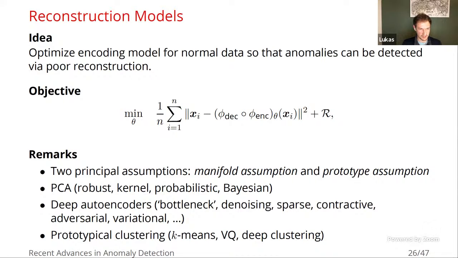And methods following the prototype assumption, they assume that the data can be described by some discrete set of points. So k-means would be an example of this, or vector quantization, and also deep clustering methods, for which the decoding step would be identifying some nearest prototype, and the reconstruction error then the distance to this type of prototype. So this allows us to consider these types of clustering methods also as a type of reconstruction model.